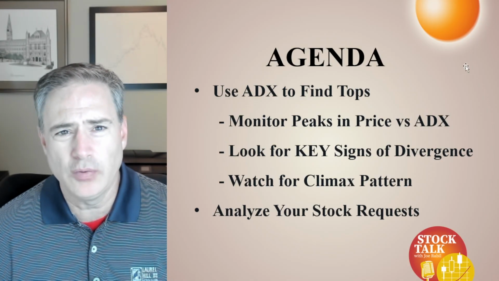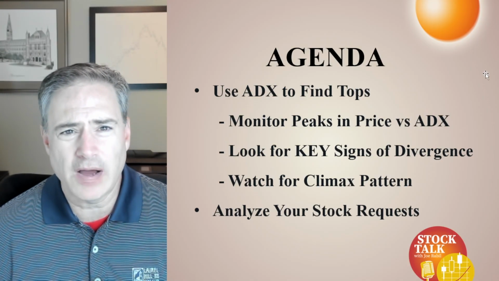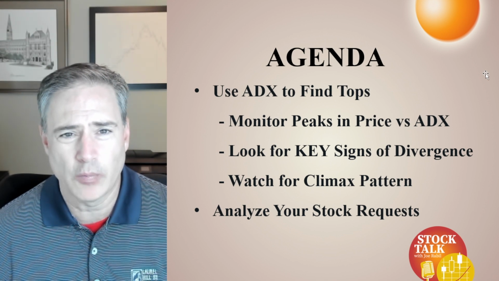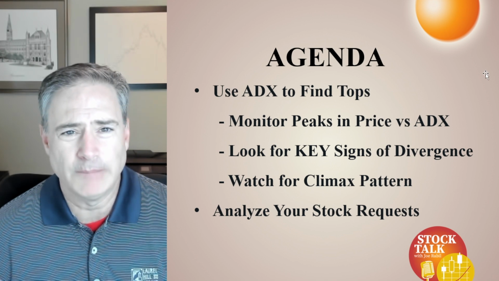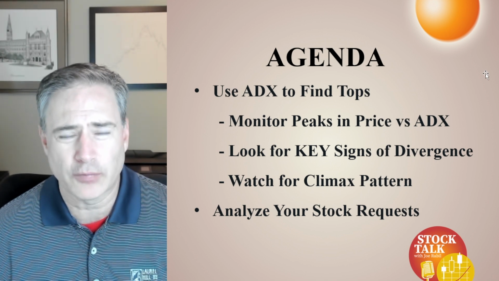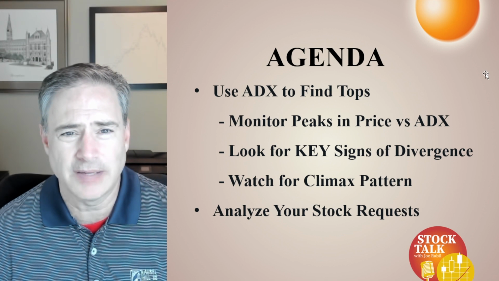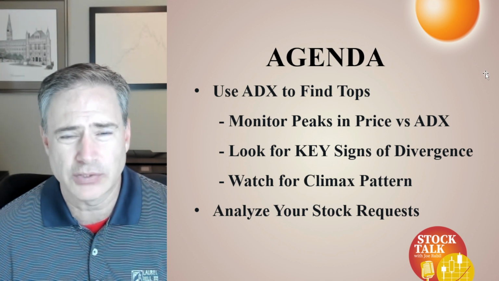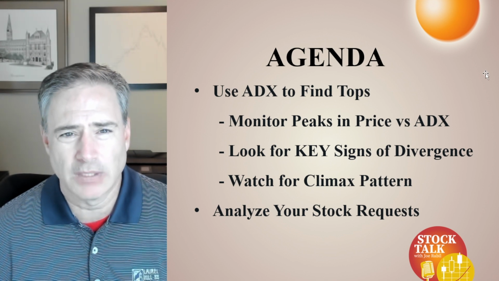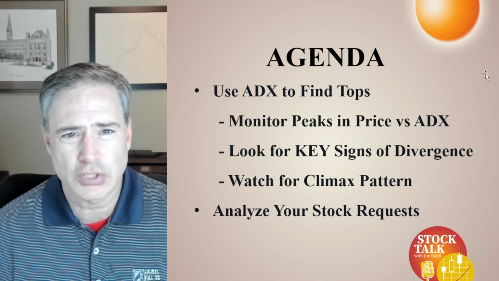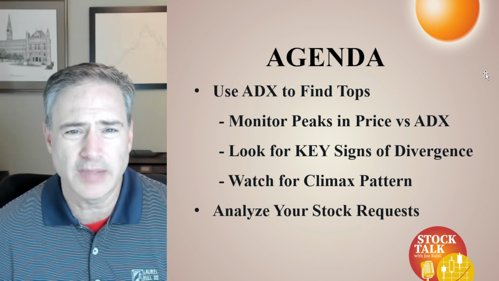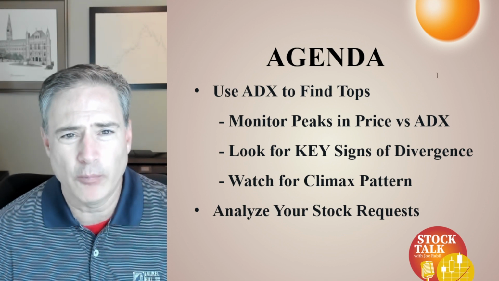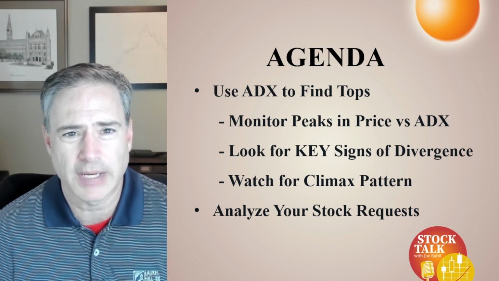So what we want to do here is identify and compare what's going on in price versus the ADX. We want to compare the peaks. And in so doing, we can be on the lookout for a couple of key things that need to take place when we're on the lookout for a reversal pattern potentially developing. It's a little bit different than your standard divergence look. So that's one thing. And then the second thing we want to touch on is looking for a climax pattern. Once we're through with that, we'll go through the individual symbols that came through.